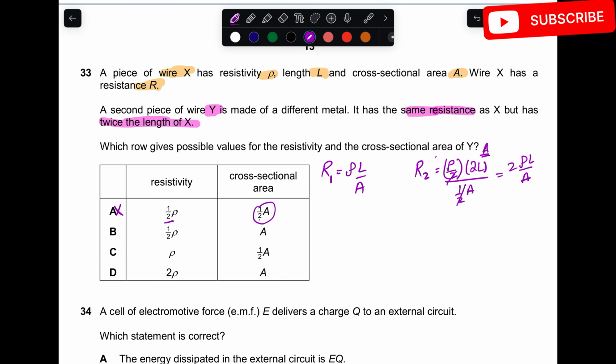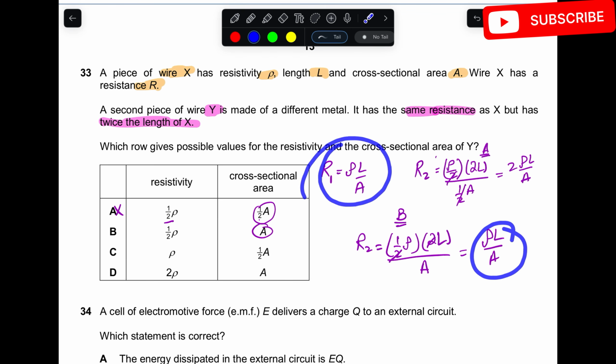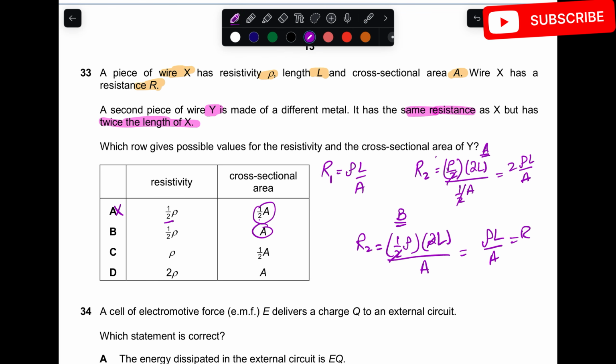Let's check the B. For B, R2 will be basic relation, we know it is rho L over A. So rho is basically 1 by 2 rho. L is 2L. It's given in the question that length is double. Divided by the area. Area is A. So this 2 will cancel with this 2. It will give you rho L over A. It's exactly the same thing that there is. So this is also equals to R1. So resistance is same. This is possible. Option B.